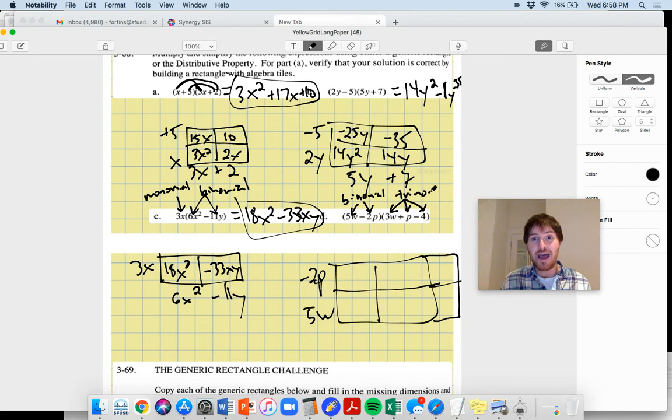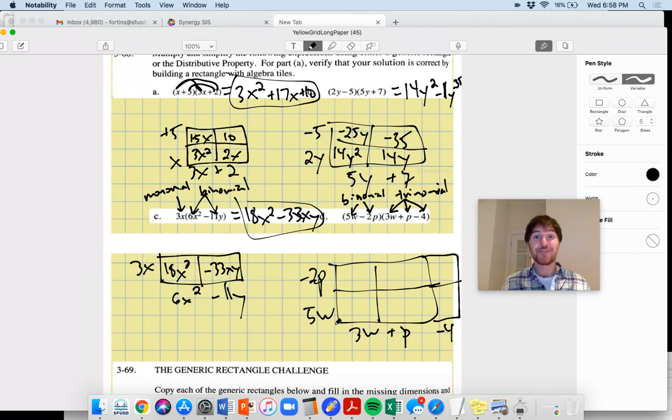This is called a trinomial. So that means our height is going to be 5w minus 2p. Our width is going to be 3w plus p minus 4. That's right, we have 3 terms to lay out there. So we're going to have to multiply these 2 terms to all 3 of these terms for a total of 6 times we multiply.